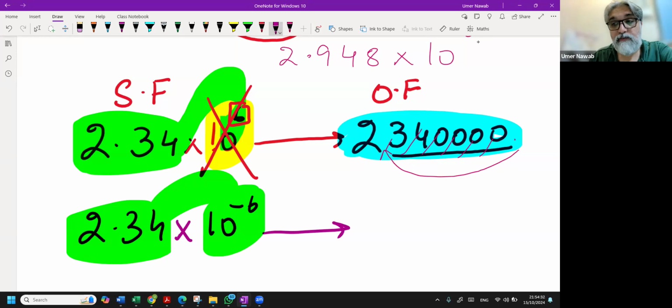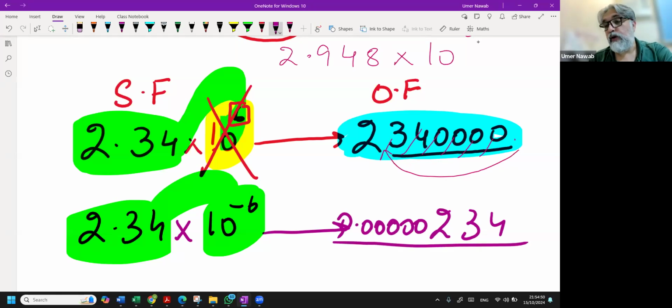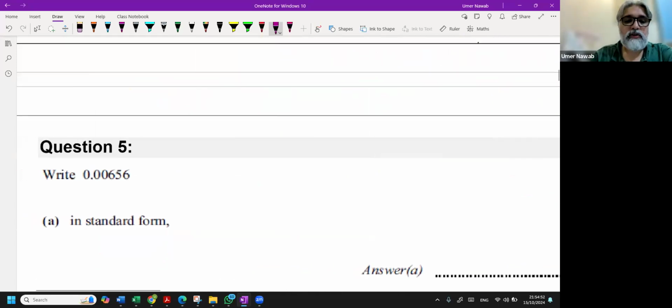So I'm not doing something forcefully. 10 raised to the minus 6 is going to be consumed in 2.34. So I will push the decimal back. 2, 3, 4. So I'm going to push the decimal from here back. 1, 2, 3, 4, 5, 6. So this is the number in the ordinary form I'm going to write. Let's go to the questions, guys.